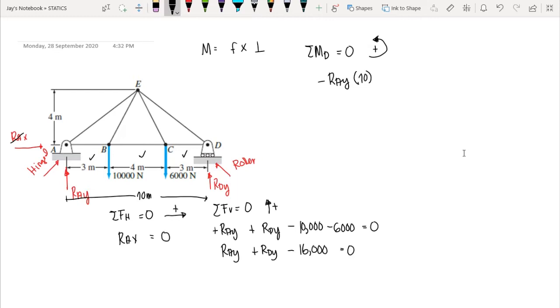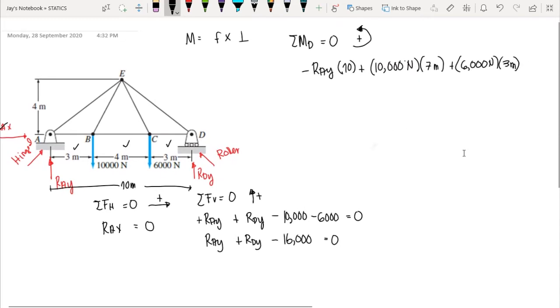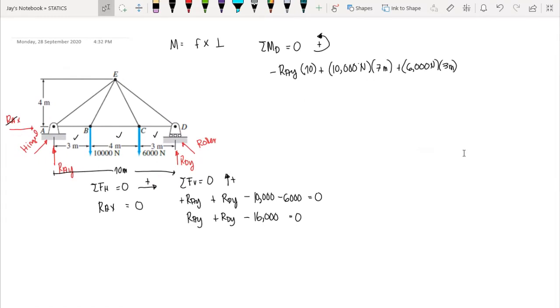Then we have the moment caused by the load 10,000 and the perpendicular distance from D is 7. So you just add 4 plus 3 to get 7 meters. Now, it causes counterclockwise rotation with respect to D. So therefore, that one is positive. And the same with 6,000 newton, it has a perpendicular distance from D, which is 3 meters. So it's still positive since, again, it causes moment in the counterclockwise direction. So all of these are equal to 0 since, again, we have equilibrium. Okay? So by further simplifying, we have RAY here equals 8,800. Now, the unit is in meter since the unit of 10 here is in meter, correct?